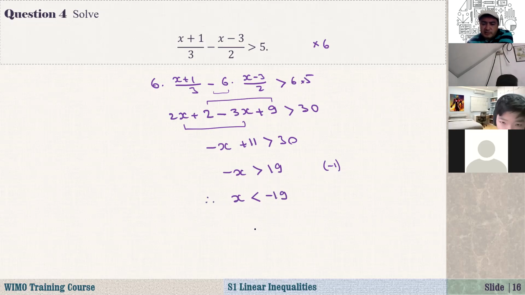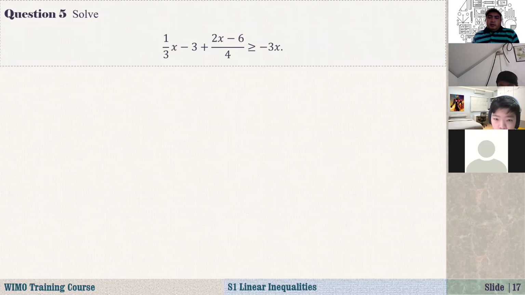So all the numbers to the left of negative 19, right here we have negative 19, will be the solution of this inequality. Altogether, they form the solution set. And how about this example? Again, we just need to simplify, right? And after that, do this.